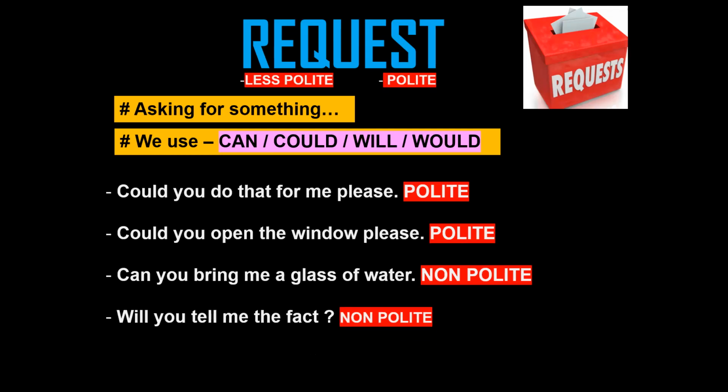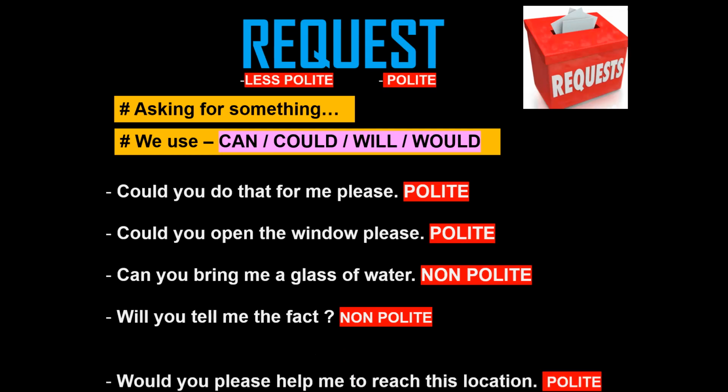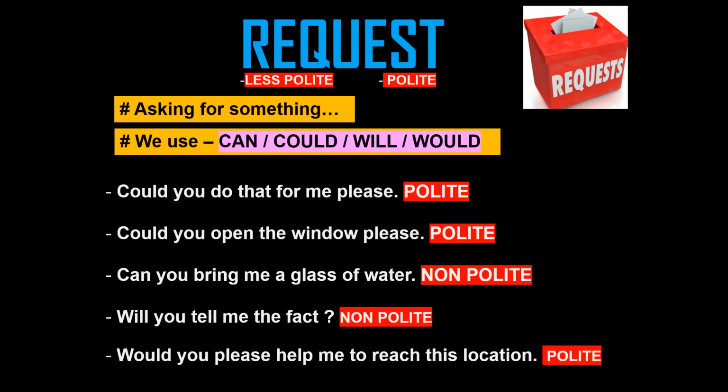Will you tell me the fact? Non-polite. Then will. Would you please help me to reach this location? Polite. So अब ध्यान से सुनो. Whenever you are requesting someone politely, you have to use two modal verbs. Can you name them? कौन से modal verbs हैं? Would and could. And when you are requesting in a very less polite way, then can and will.